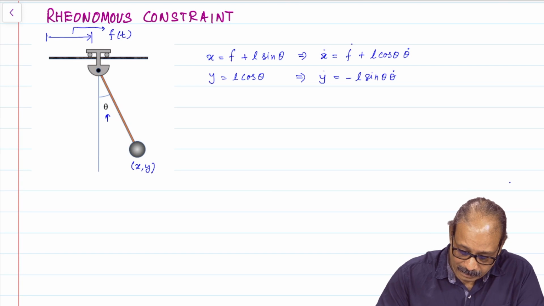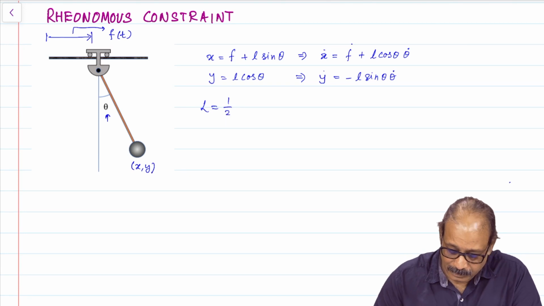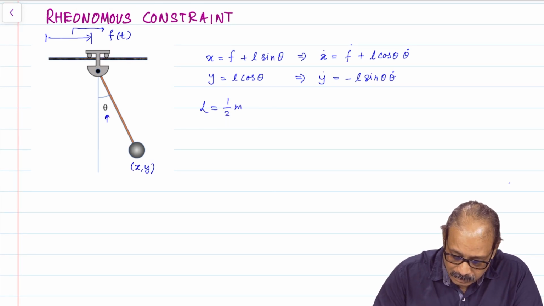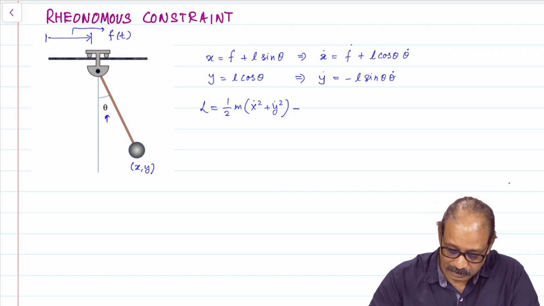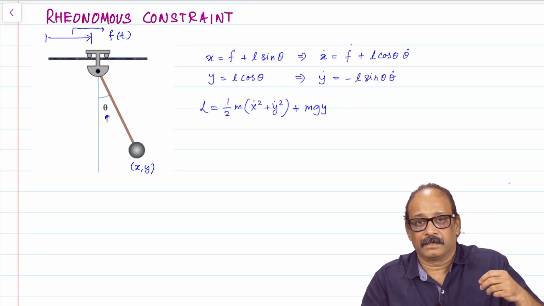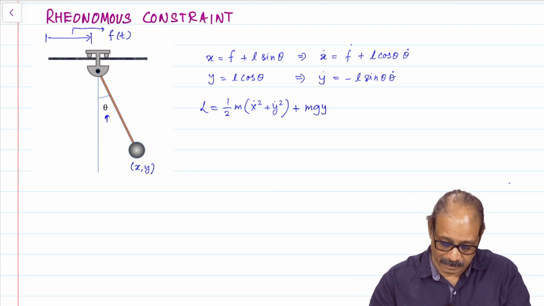Now, write down the Lagrangian. What is the kinetic energy term? It is half m x dot square plus y dot square, and minus the potential energy. What is the potential energy here? That is minus m g y. Remember, y points down. So, the potential energy is minus m g y.